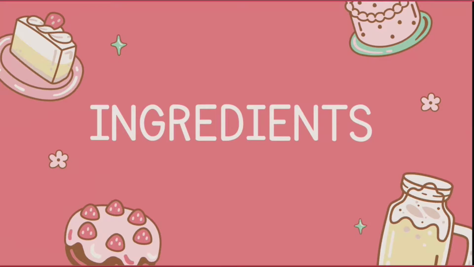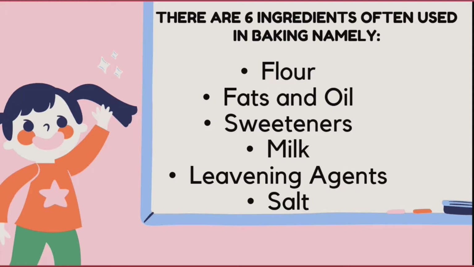So let's begin. There are six ingredients often used in baking, namely flour, fats and oil, sweeteners, milk, leavening agents, and salt.